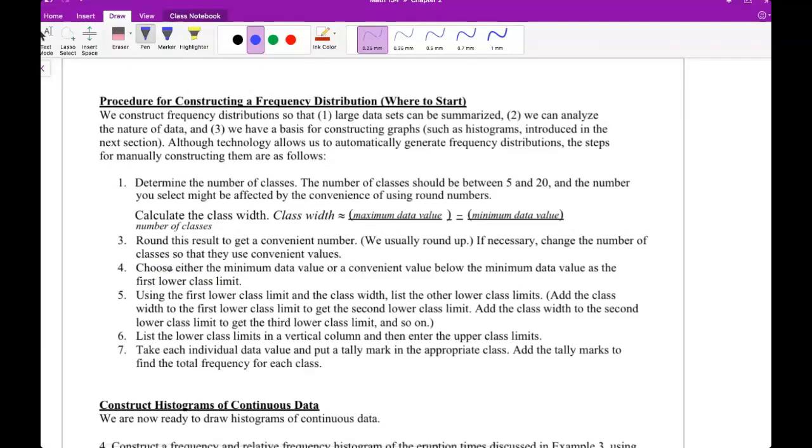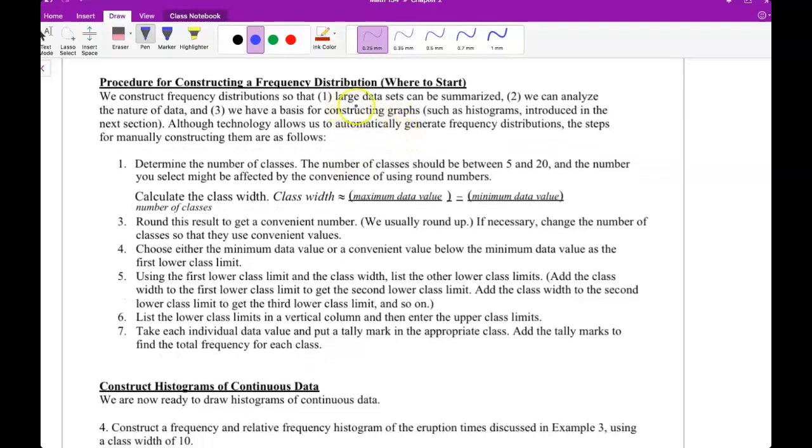Next page, procedure for constructing frequency distribution. We construct a frequency distribution so that large data sets can be summarized. We want to summarize our data. That's why we're constructing a frequency distribution. So this is one reason. The other one, we can analyze the nature of data. And also we have a basis for constructing graphs, such as histograms, introduced in the next section.